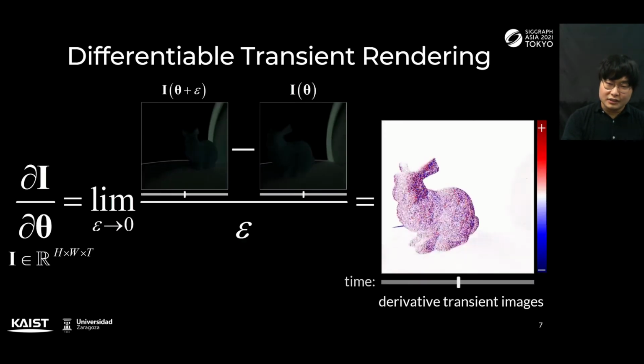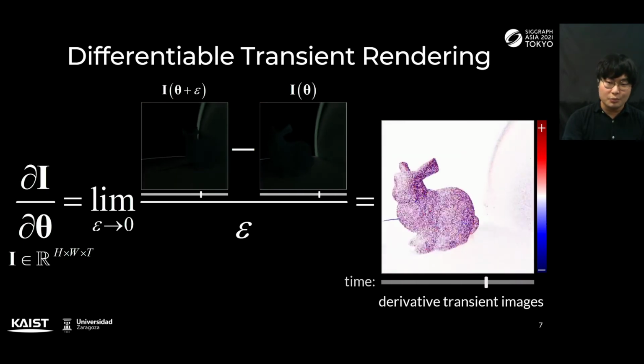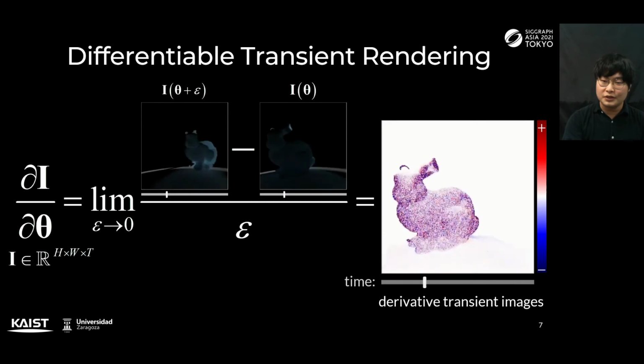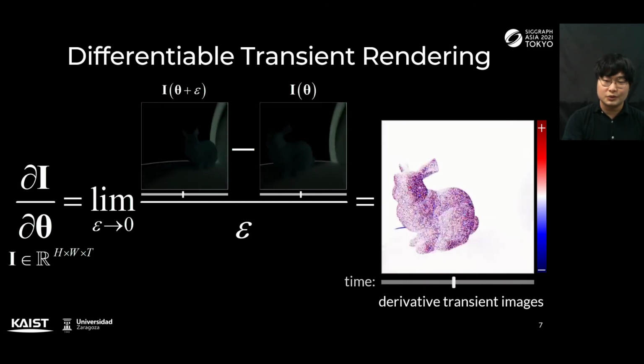In this context, by combining differentiable rendering and transient rendering together, we propose the first general-purpose differentiable transient rendering method that allows us to compute derivatives of transient images.